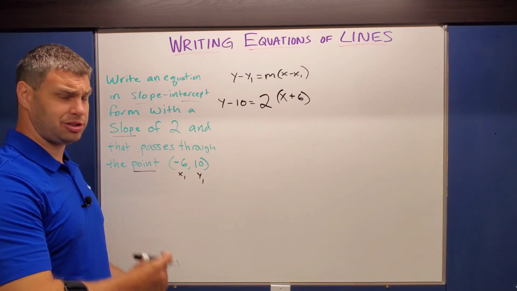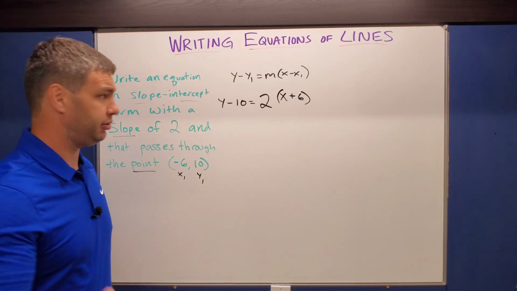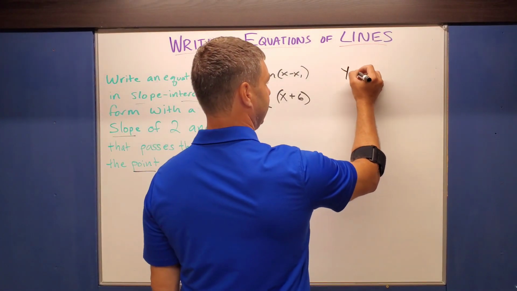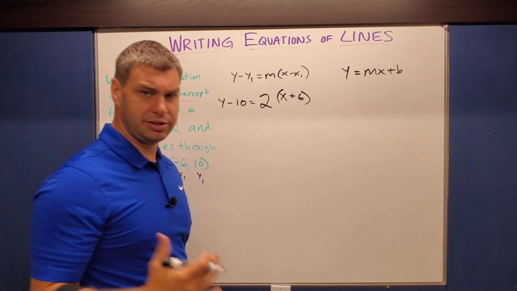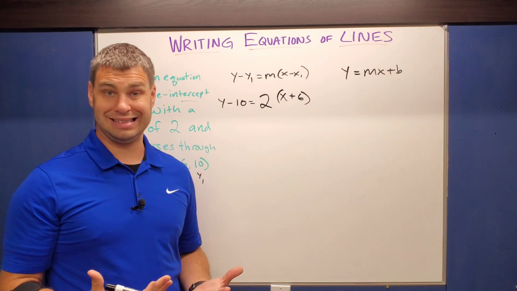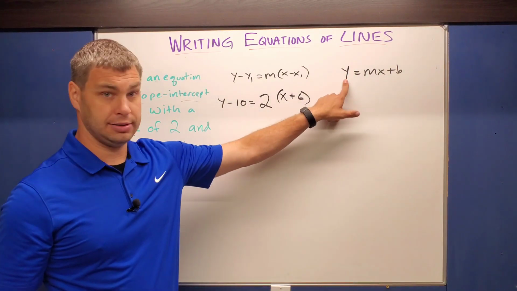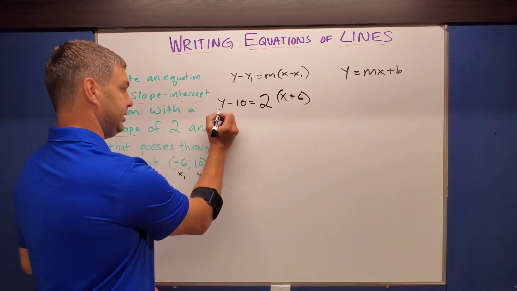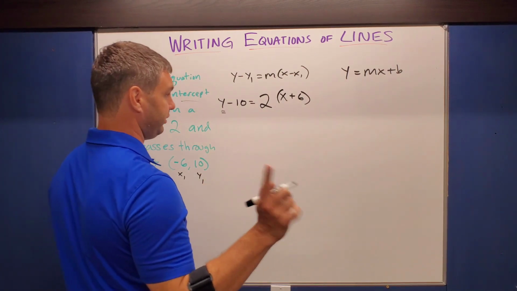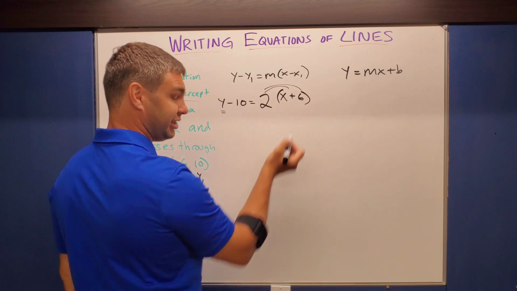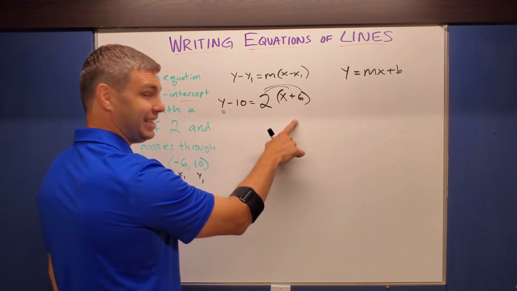Now I need to switch this to look like slope-intercept. And if you remember, slope-intercept form is y equals mx plus b. So what is solved for here? What's the variable that's isolated? And that's going to be the y. All right, so in my problem, I'm trying to get this y isolated. And to do that, I need to do a couple things. First off, I probably should distribute on this other side, and then eventually I want to move this 10 over.